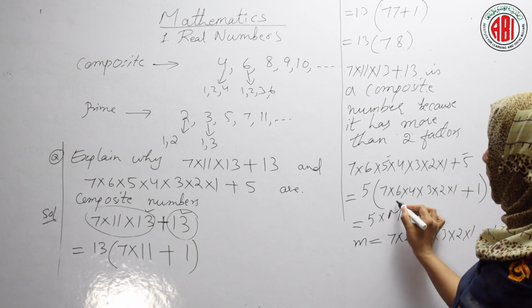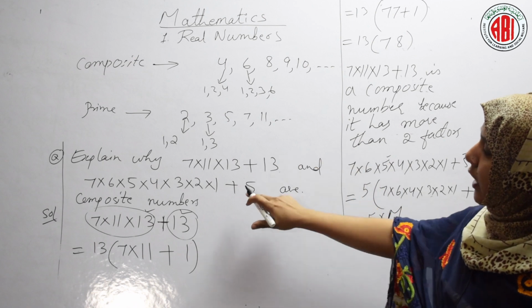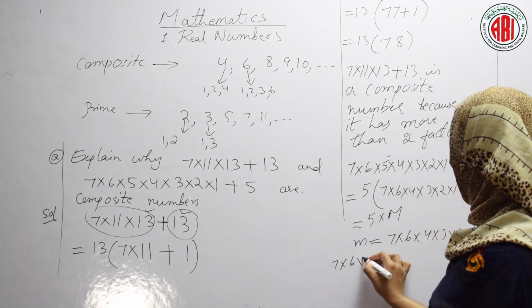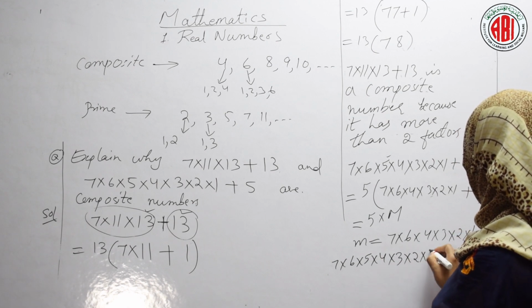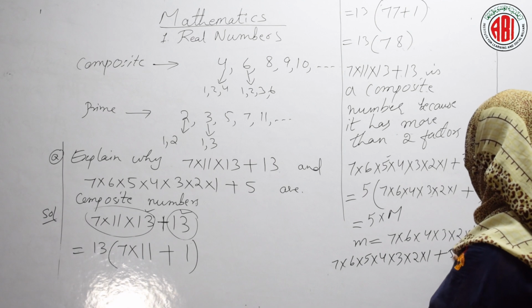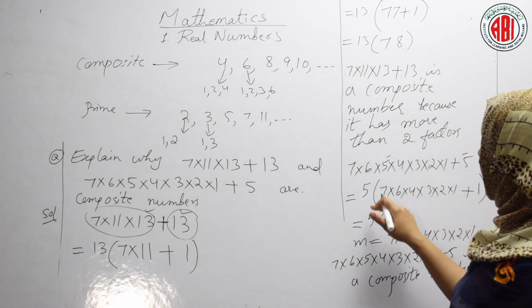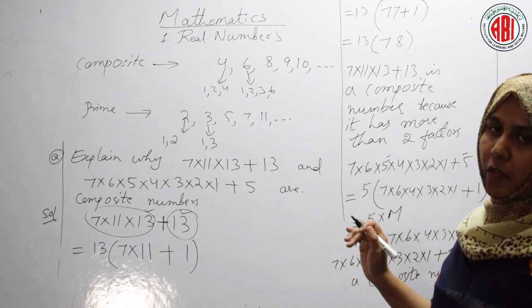So, 5 into m, this we are expressing as m. So, it has more than 2 factors. So, we can say that this is also a composite number. We can say that 7 into 6 into 5 into 4 into 3 into 2 into 1 plus 5 is a composite number, right, because it has more than 2 factors. This number is having 5 as a factor and m as a factor. So, we can say it is a composite number.